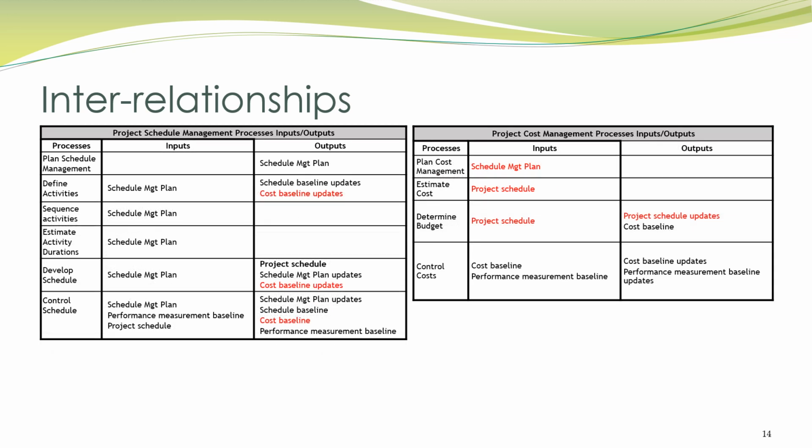Looking at schedule and cost, we can see the interplay. Cost baselines are part of the schedule processes, and the schedule is part of the cost processes. Remember, the performance measurement baseline, or PMB, is a combination of the scope, schedule, and cost baselines. Schedule and resource management have a lot in common too, so let's look at that now.